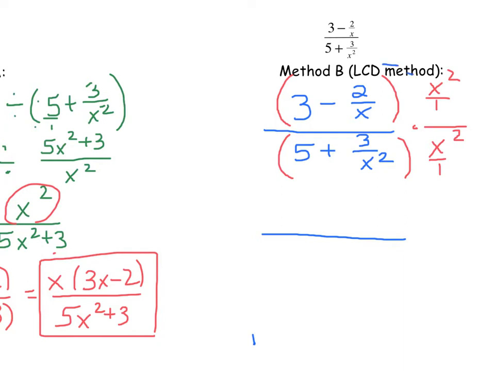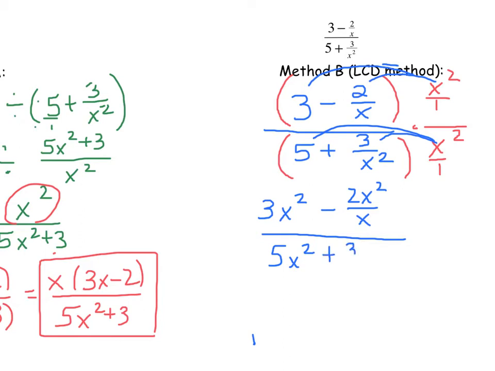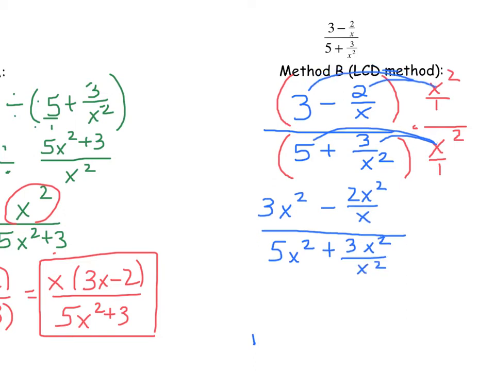So here as I multiply the x squared times the 3, I'm just going to get a 3x squared. And as I multiply it here, I'm going to get minus 2x squared over x. Multiplying through here, I have 5x squared. And the second multiplication is going to give me a plus 3x squared over x squared. All right. Now the reducing should take place, and we should be able to see that we will no longer have a complex fraction. Right here we're going to be able to reduce, and right here.